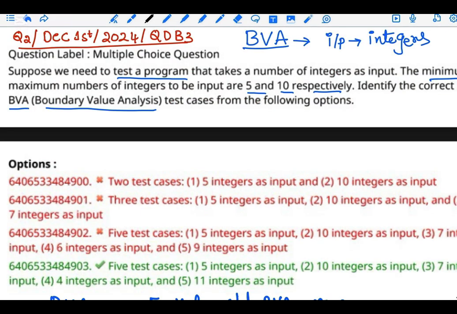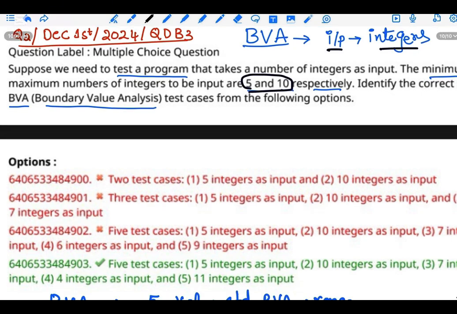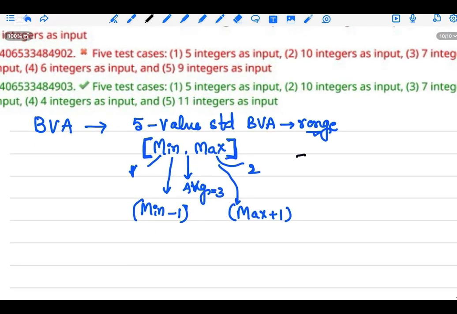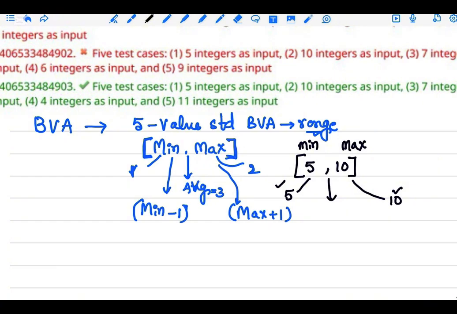So the integers for BVA input are integers in the range of 5 to 10 respectively. So 5 is the minimum value and 10 is the maximum value, right? So what are the 5 values? 5 is one value, including the minimum value, and 10 is one value, including the maximum value, and the middle value also. If we add 5 plus 10, that is 15, divided by 2, it is approximately 7.5, right?